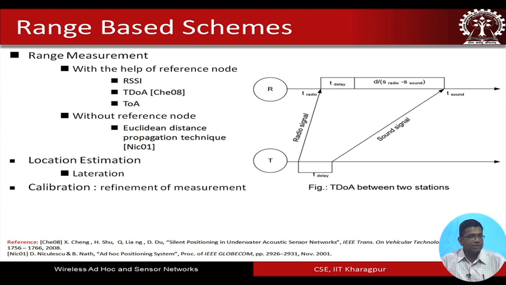So, range based schemes, there are many, and range based schemes are quite popular. In range based schemes, whether you are considering the existence of a reference node or not, there are different schemes that are proposed. The first one is the RSSI based scheme, TDOA is the second, and the TOA. RSSI is received signal strength indicator, TDOA is time difference of arrival, and TOA is time of arrival. So, time difference of arrival and time of arrival.